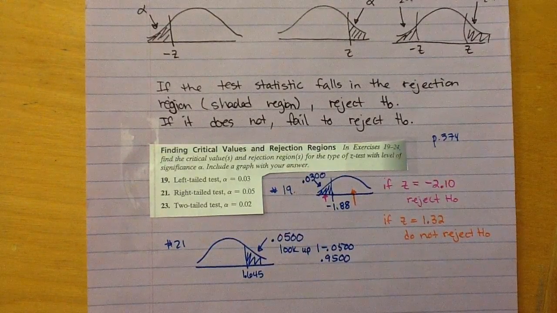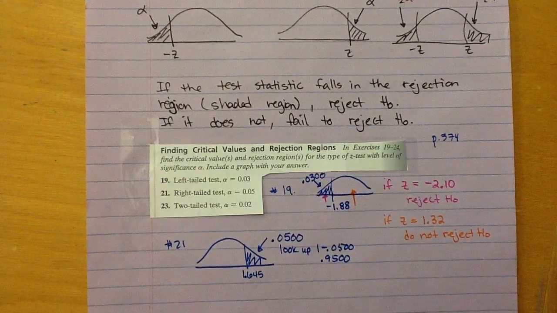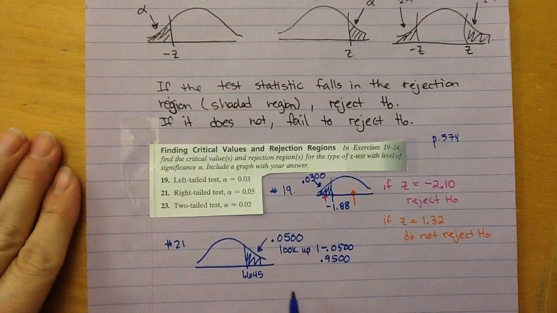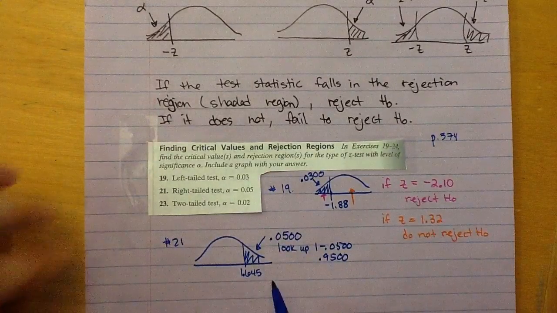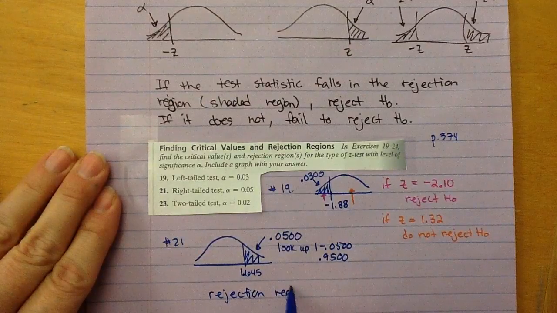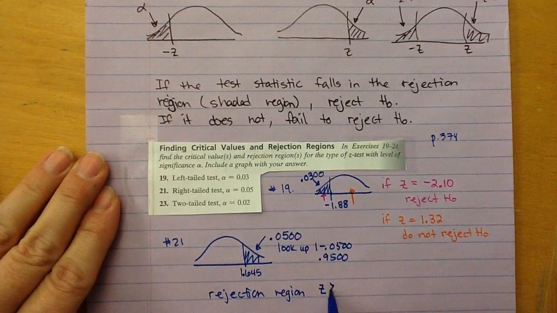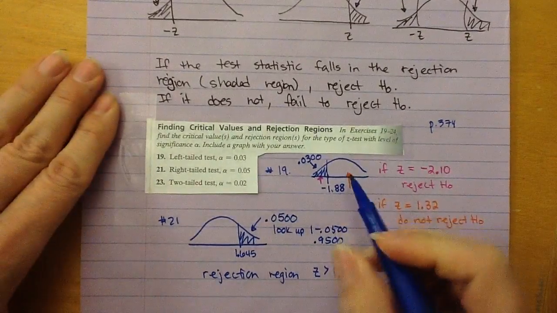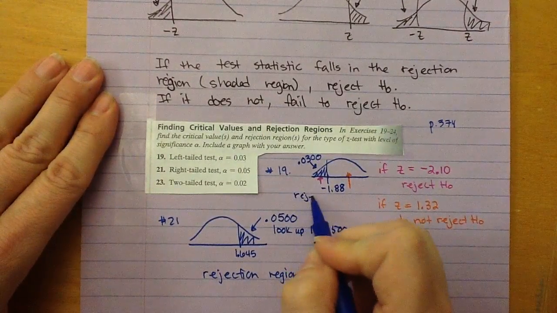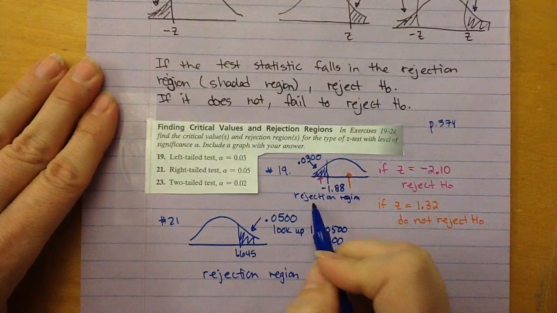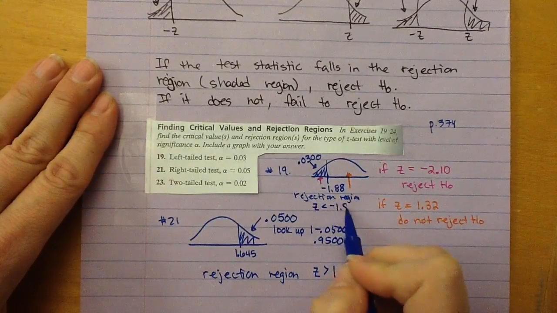So what kinds of numbers would we reject? We would reject any z-score that's bigger than 1.645. So the rejection region would be any z-score larger than 1.645. I guess we didn't do that in number 19. So the rejection region there, shown as the shaded section, would be any z-score that's less than negative 1.88.